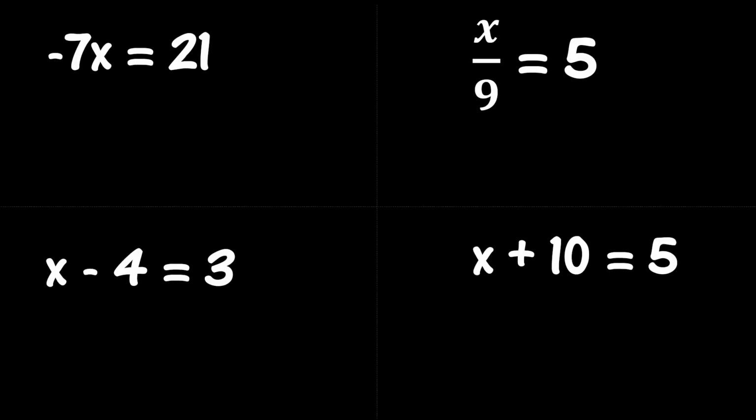Lastly, we have 4 examples that are very similar to the 4 that we just worked together. The first example is negative 7x equals 21. The second example is x over 9 equals 5. The third example is x minus 4 equals 3. And the fourth example is x plus 10 equals 5.